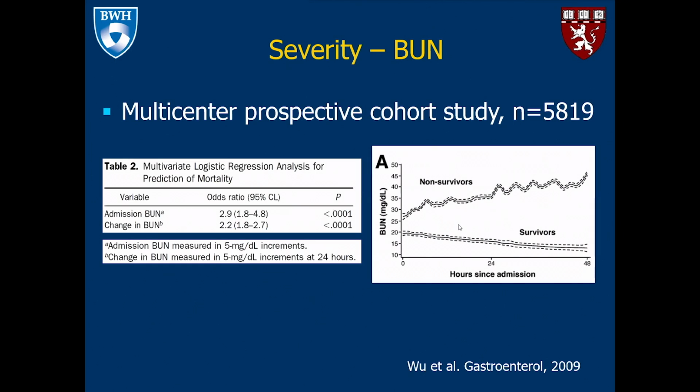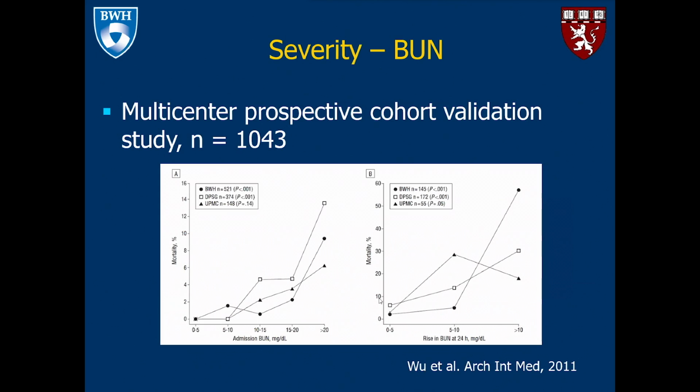BUN is also associated with increased poor prognosis. BUN on admission, but also change in the BUN are associated with worse outcome. And this was a multi-center prospective cohort study that showed this beautifully. And you can see here the BUN on admission and also the rise that are significantly associated with mortality, and this was validated in different centers.